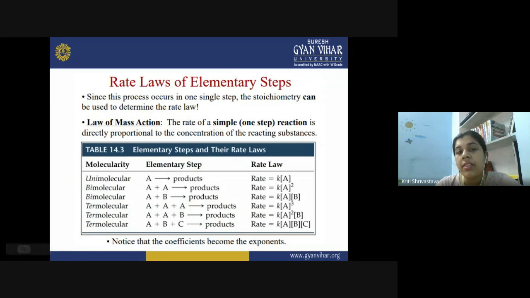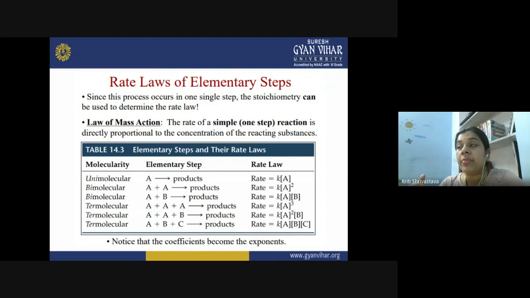Now we can write the rate laws for the elementary step, because since this process occurs in one single step, the stoichiometry can be used to determine the rate law. From the law of mass action, we know that the rate of a simple reaction, that is the one-step reaction, is directly proportional to the concentration of the reacting substance. This is true for all the elementary steps.